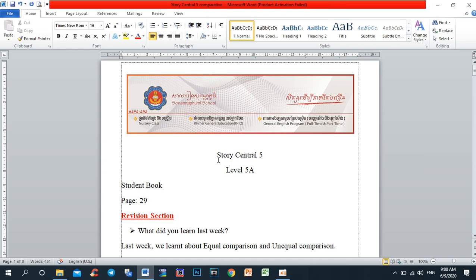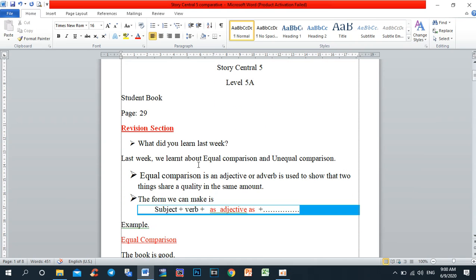Okay, so teachers don't want to waste time anymore, so we can go directly to the lesson. The book that we are learning now is Story Central 5, and we are in level 5A. The grammar points that teacher is going to teach you today are from the student book on page 29. Before we move to the lesson, teacher just wants to briefly explain or review some grammar points that we have learned so far. Okay, so what did we learn last week?